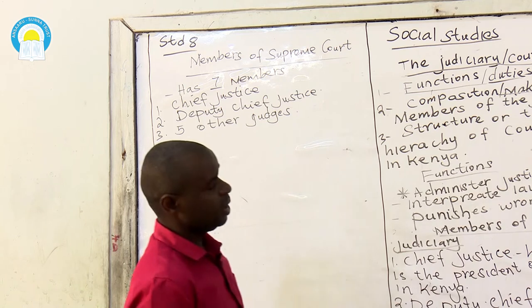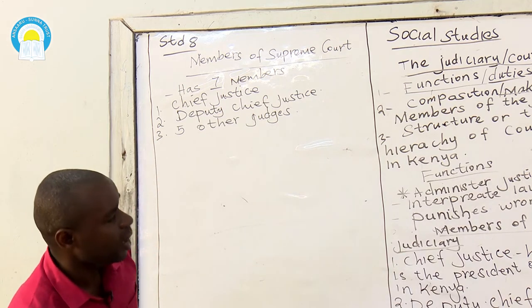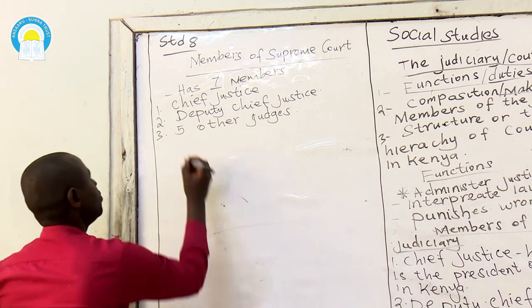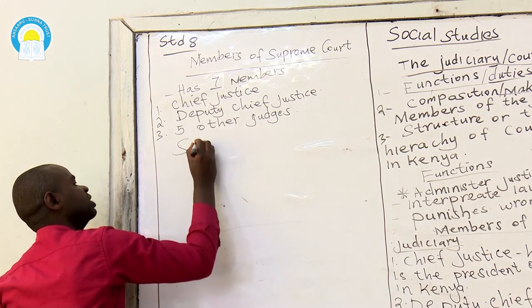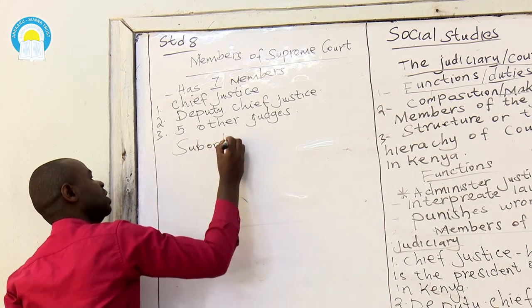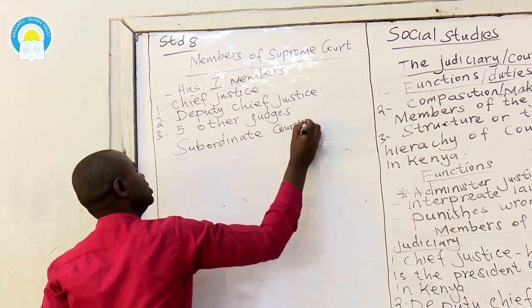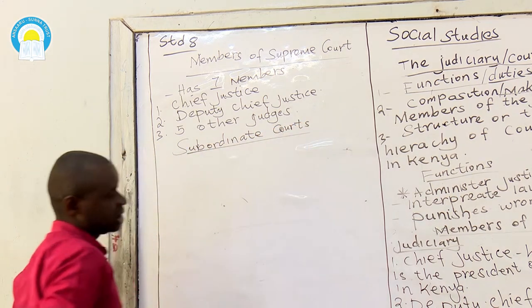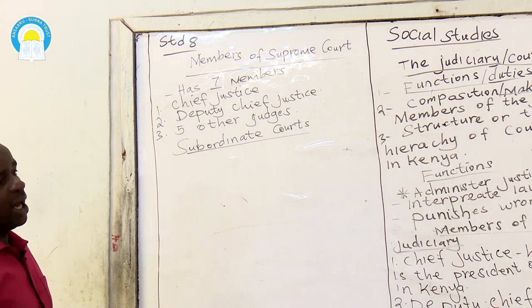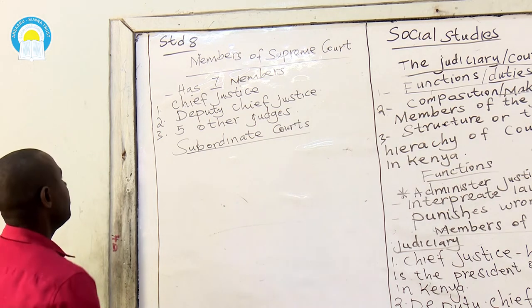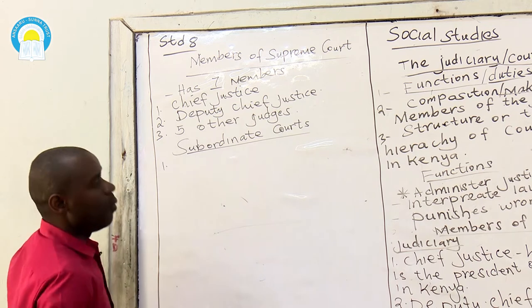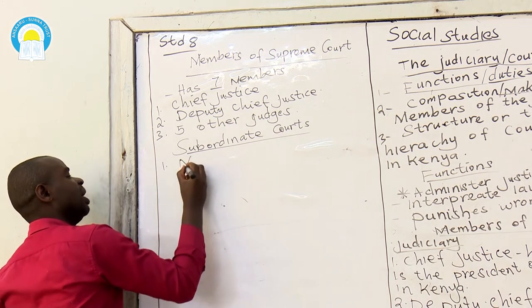So allow me to forge ahead and quickly look at the subordinate courts. Under the subordinate courts, the following are the subordinate courts. So number one, we have what we call the magistrate courts.